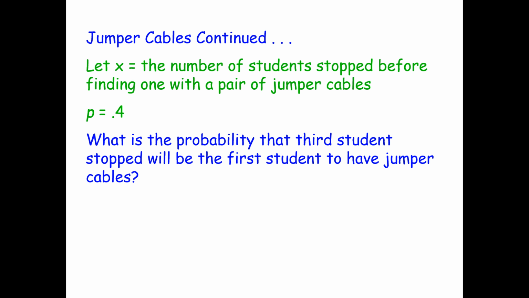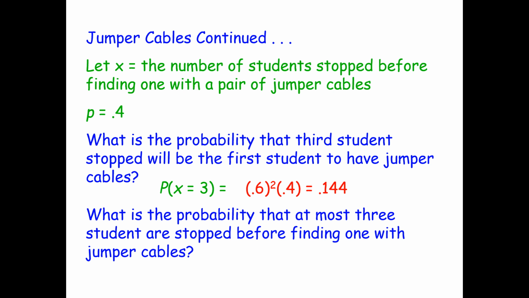So what is the probability that the third student stopped will be the first student to have jumper cables? So we're looking for the probability that x equals 3. So we're going to take our 0.6 quantity squared times 0.4, which equals 0.144.